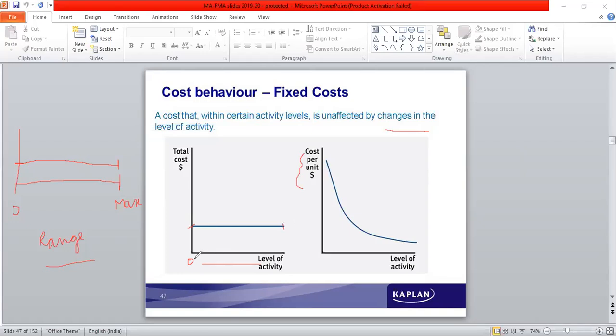So now when the output keeps increasing, cost per unit keeps decreasing. How do we calculate what is cost per unit? Cost per unit is equal to total cost divided by number of units. So we see that here we have it as total cost divided by the number of units.